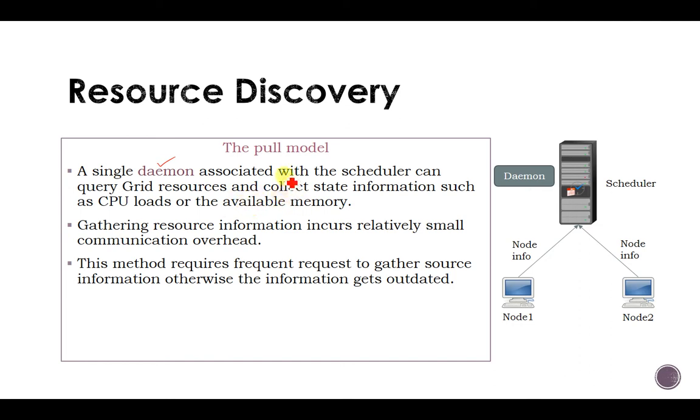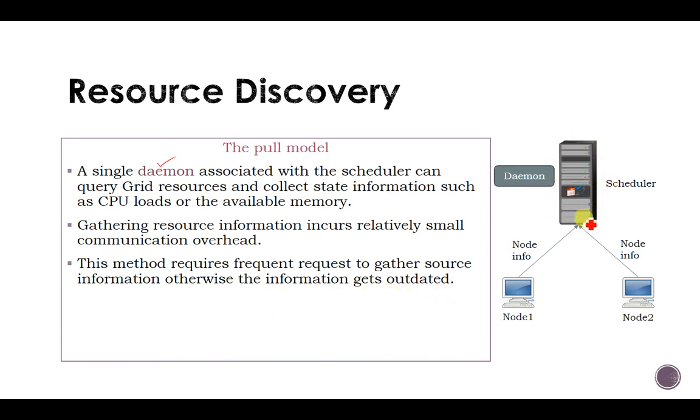So in the pull model, a single daemon will be executed in the scheduler, and that daemon will collect the information about the resources available in the entire grid environment. Gathering resource information incurs relatively small communication overhead. This method requires frequent requests to gather resource information, otherwise the information gets outdated.